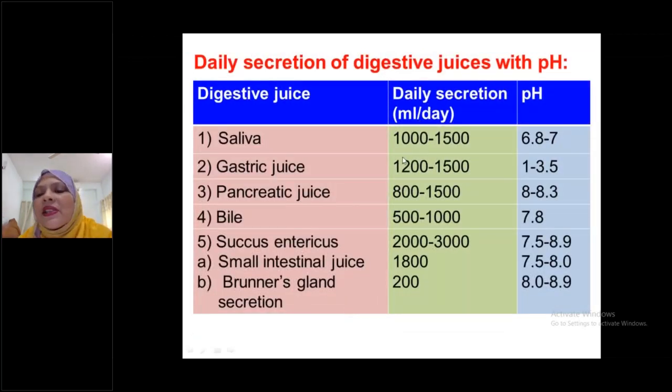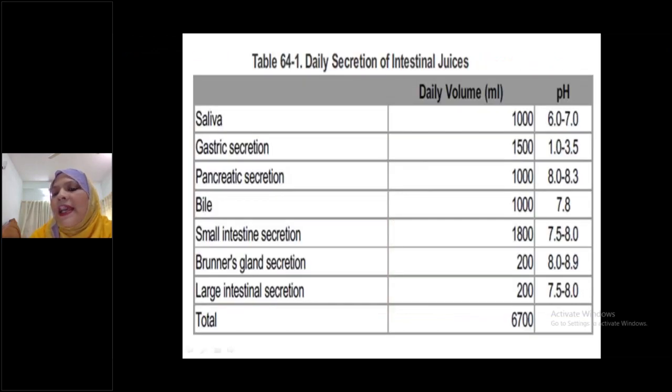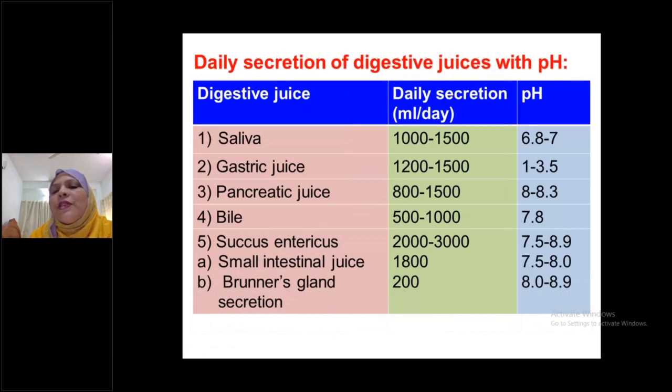Saliva daily secretion 1000 to 1500 ml per day. If you tell like this, the examiner will like it. If you can tell this physiological range, the examiner becomes a bit happy, okay? For saliva the guideline fixes it at 1000, but it can vary; it may vary from 1000 to 1500 ml per day. And the pH, the guideline says 6 to 7, but we can also tell a physiological range: 6 to 7, or 6.8 to 7, okay?